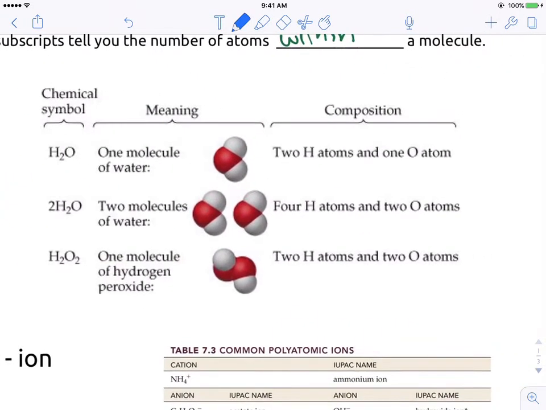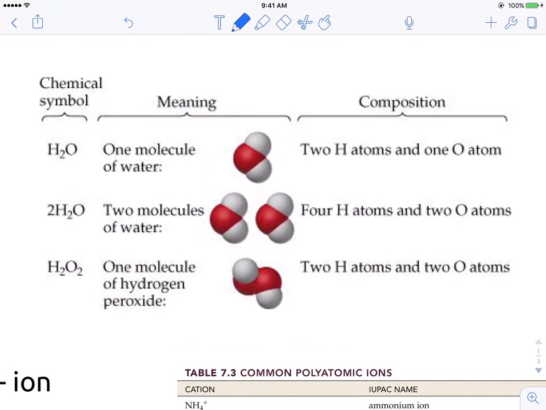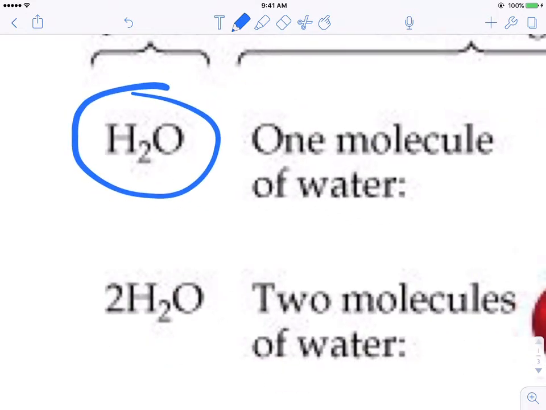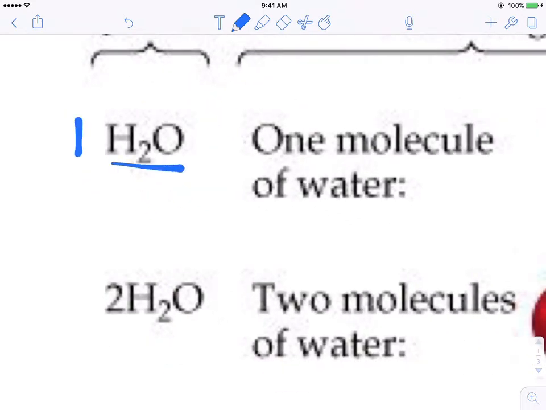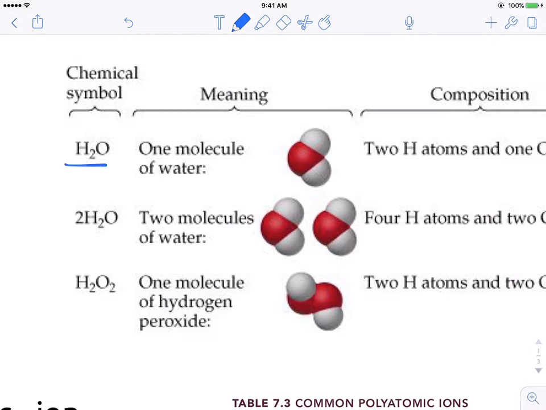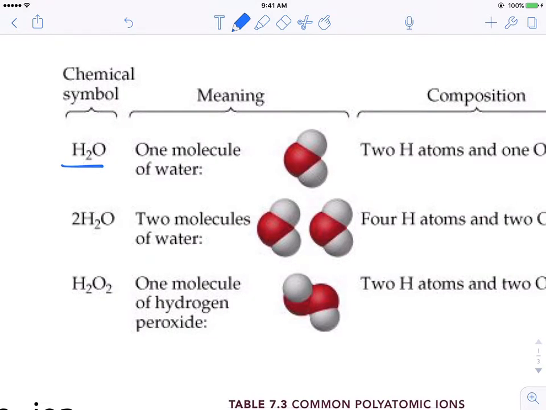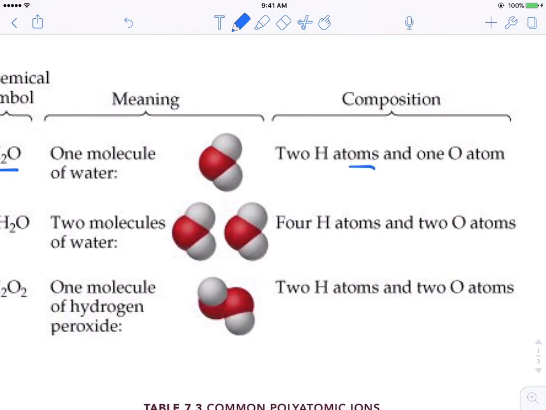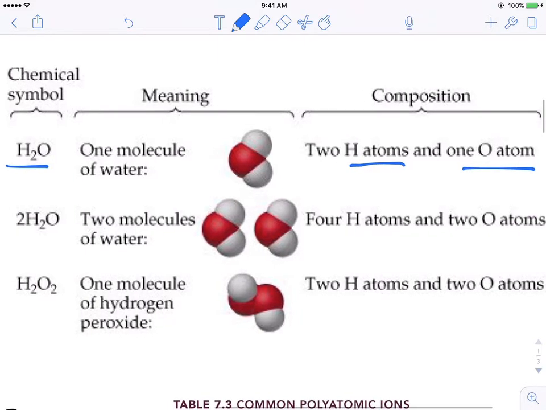And here are some pictures to show you some other examples. H2O, water. There is no subscript of 1 here. So if something is just written without a subscript, assume that there's one. We don't need to write it. That's just more work. So here, 1 molecule of water, right? We've got 2 atoms of hydrogen and 1 atom of oxygen.